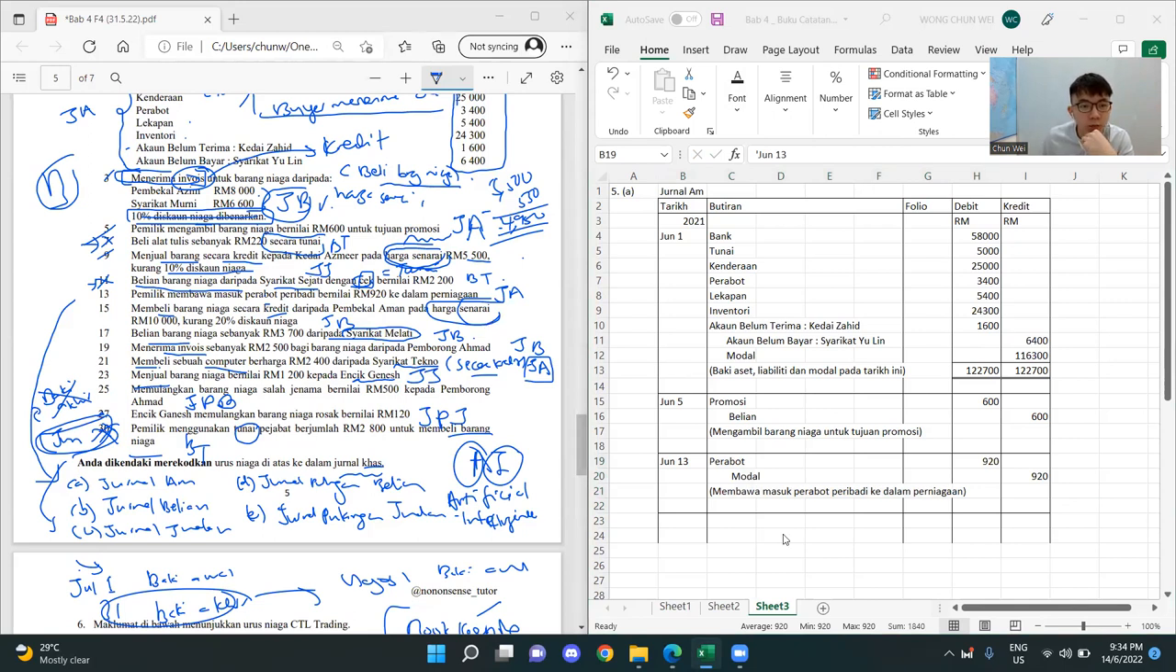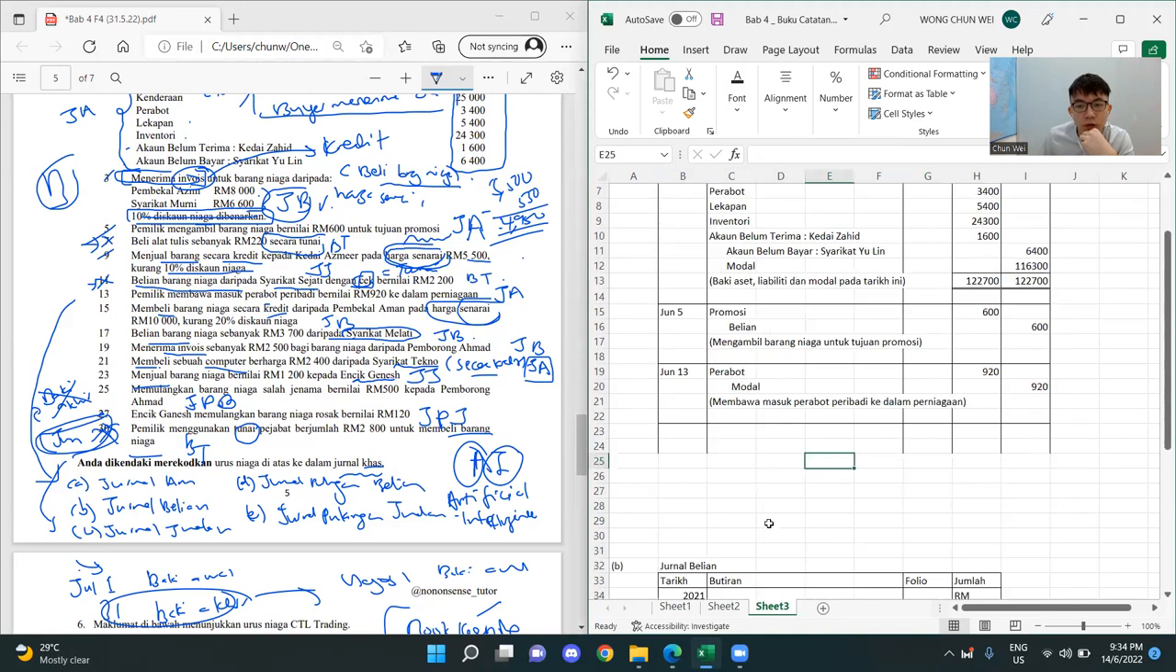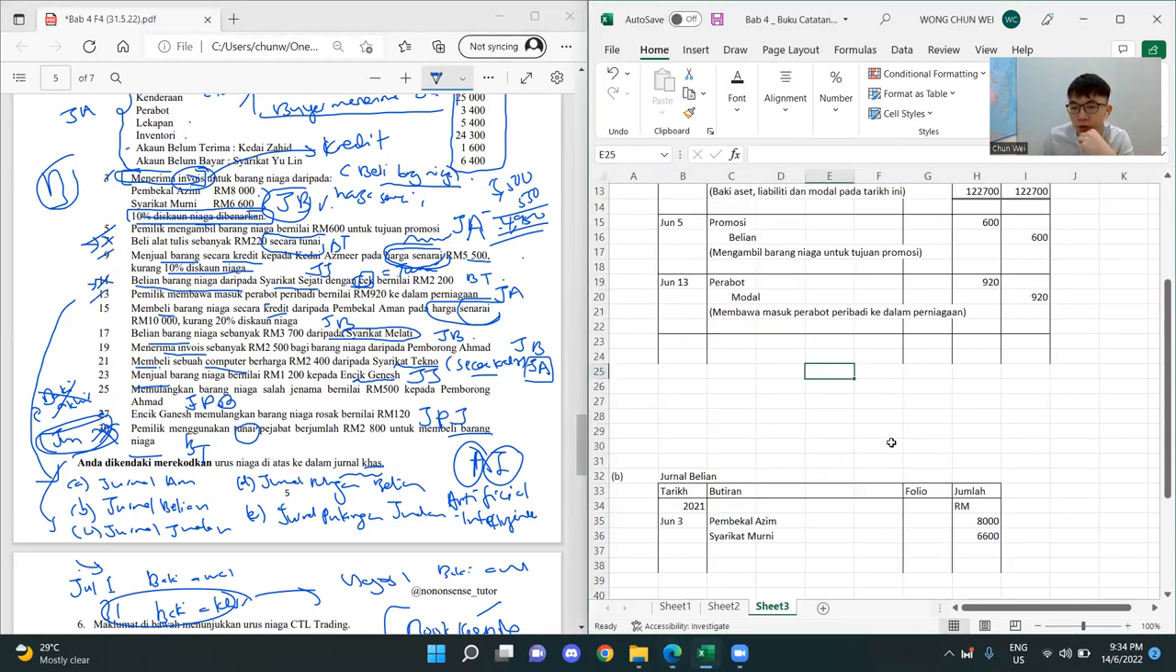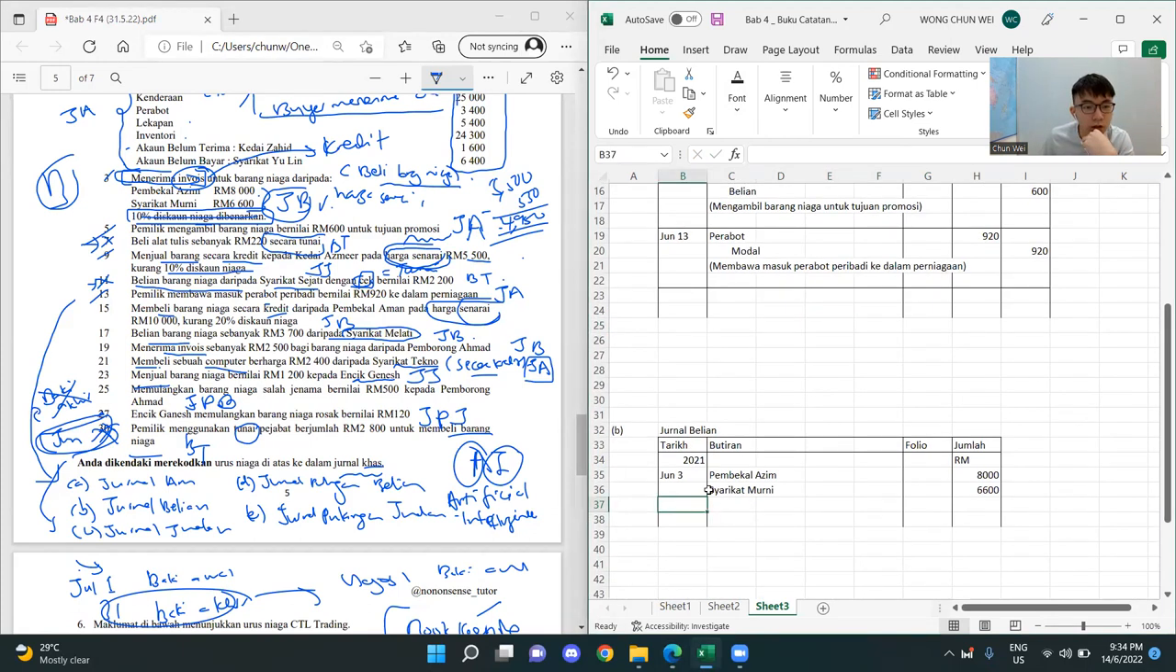Okay, let's move on. After 13, done 13, 15, JB. Here we go to journal belian. You see how convenient it is. So 15, you put 15 there. Beli barang yang kita kepada pembekal Aman. So this is pembekal Aman.